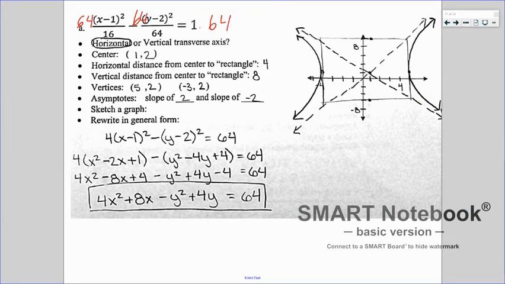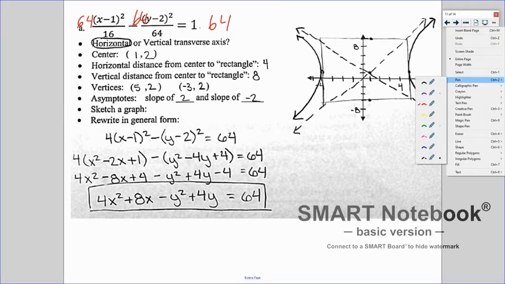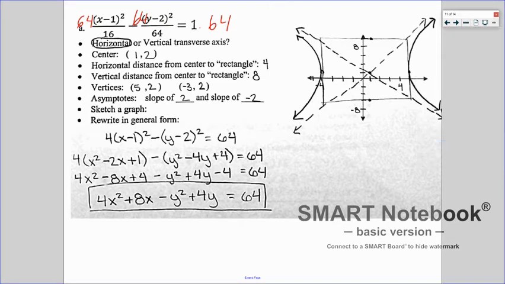And then 16 goes into 64 4 times. Do some simplifying before we start multiplying. 64 goes into 64 1 time, and 1 times 64 is 64. So that's the first step that we have down here after we did the multiplying.